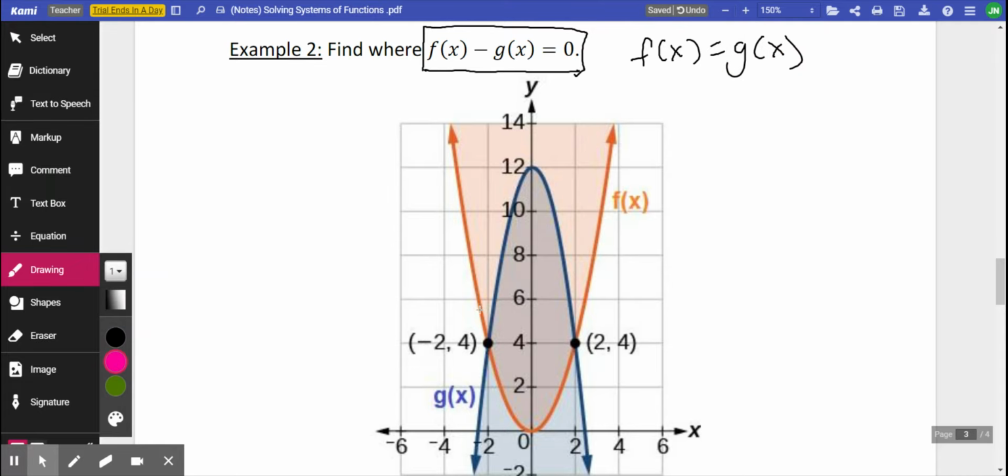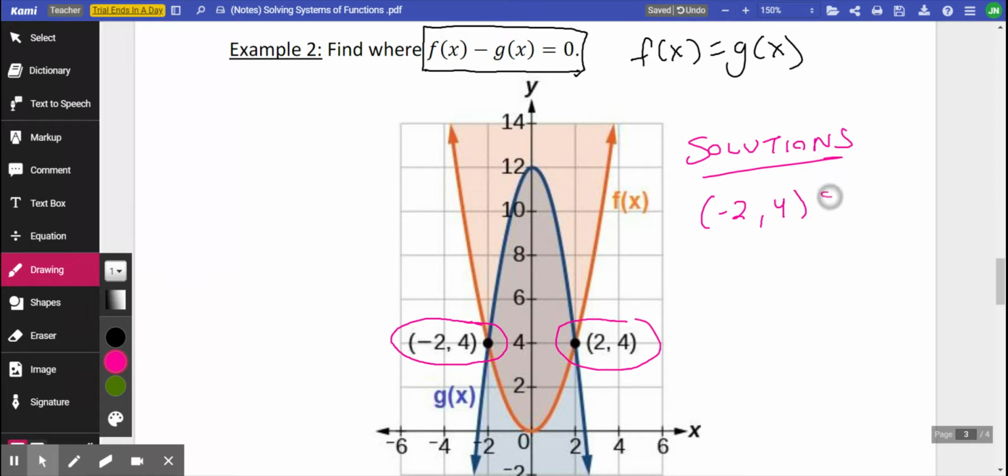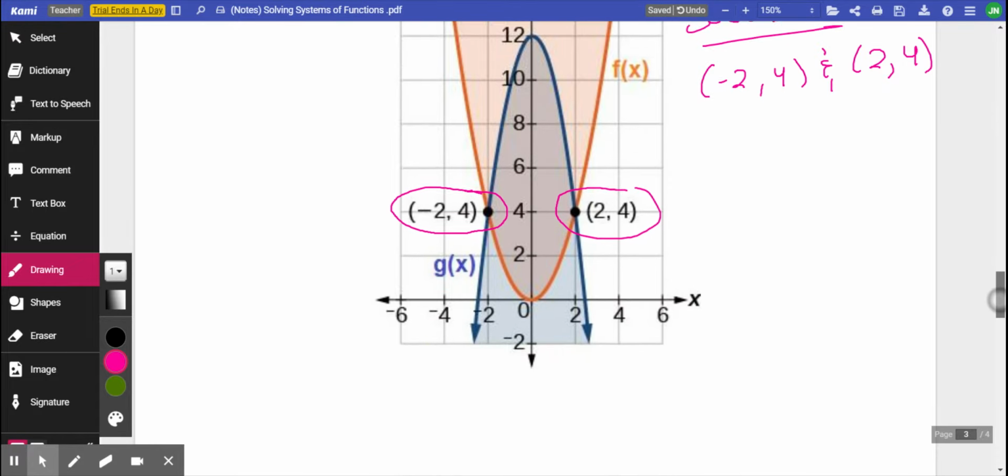By looking at the graph, the orange parabola and the blue parabola can touch each other at these 2 points, -2, +4, and +2, +4. So the solutions, without actually having to do any work, are -2, +4, and the other one is +2, +4. That's it. The hard part is really figuring out what they're asking when they say this. And they're actually asking, where do they cross? Simple as that.